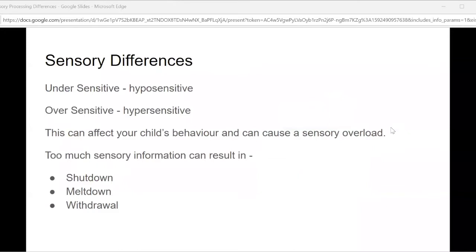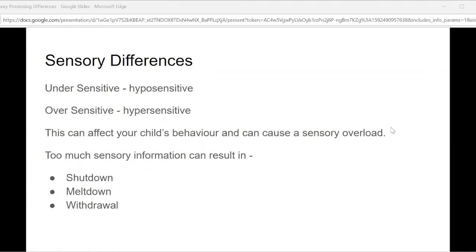They may present as being undersensitive, which is called hyposensitive, or oversensitive, which is hypersensitive. Both of these can affect your child's behaviour, and if they're oversensitive, can cause a sensory overload. Too much sensory information can result in shutdown, meltdown, or withdrawal.